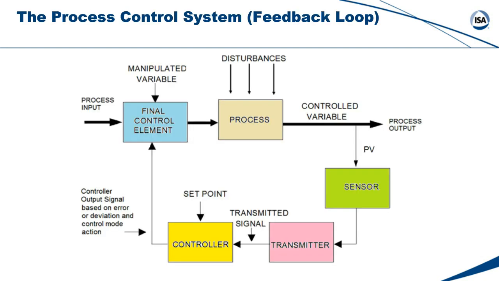This is the generic model for a feedback control loop. The process variable, our measured or transmitted variable, is brought into the controller and compared to a set point. The difference between the set point and process variable, which is called error, is used in a controller algorithm to determine the amount of change required to the position of the final control element in order to bring the process variable back to match the set point. Final control elements are typically control valves, variable frequency drives, or dampers.